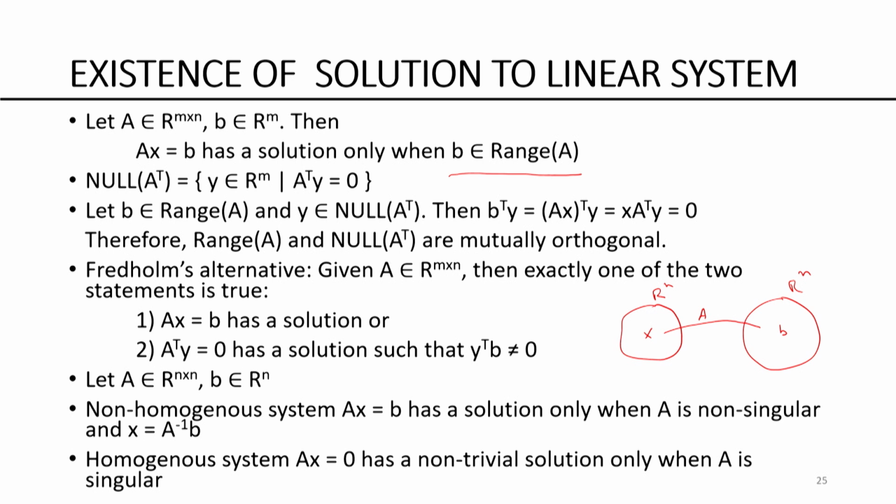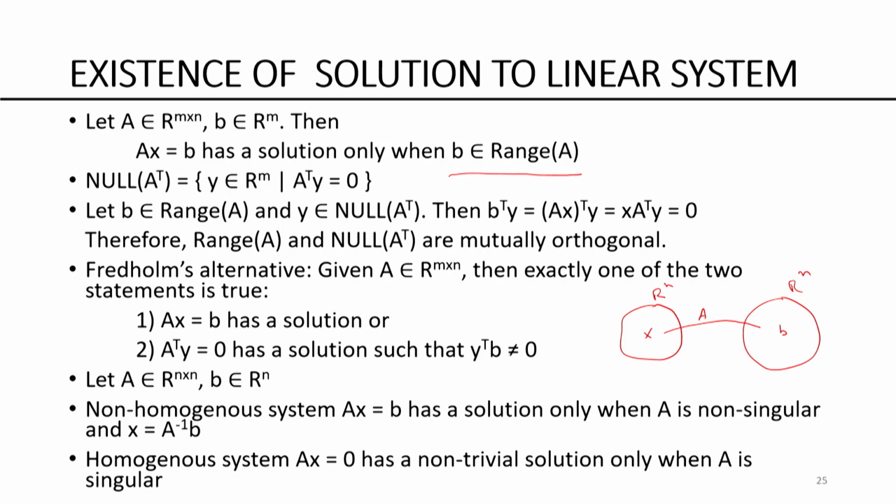Secondly, I want the solution to be unique. Under what condition is the solution unique? The determinant of A is not 0. So A being non-singular. If A is non-singular, what does it mean? The range of A is the whole of Rn. Are you with me, please?